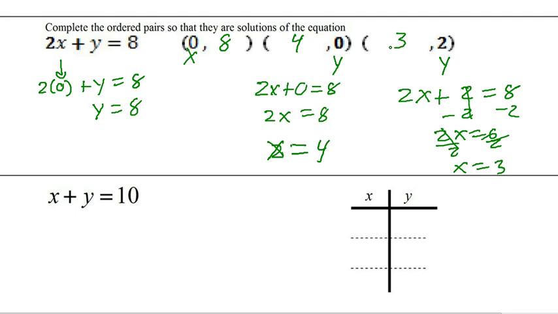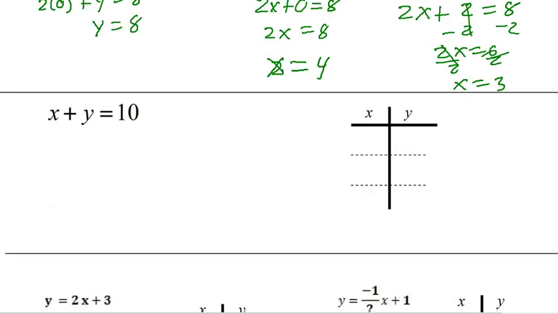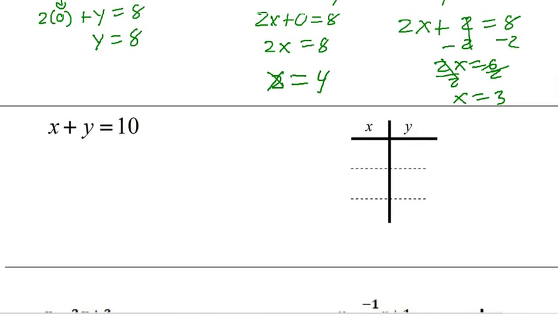Okay? So, if you have x plus y equals 10, what I want you to do is find 3 ordered pairs that are solutions to that equation. I'll get you started. We know that 4 plus 6 would give you 10. 4 plus 6 equals 10. So we'd have a point of 4 comma 6. That is a solution. Hit pause and find 2 more.